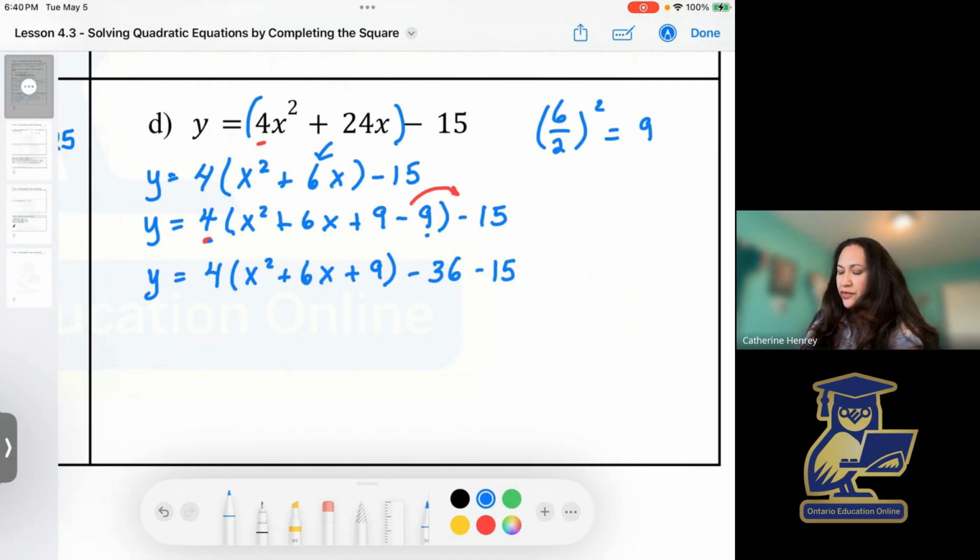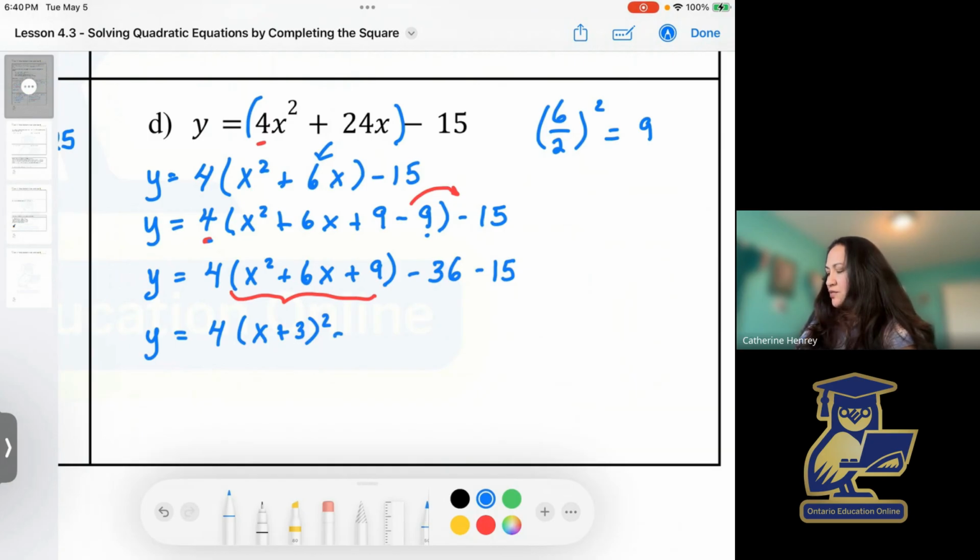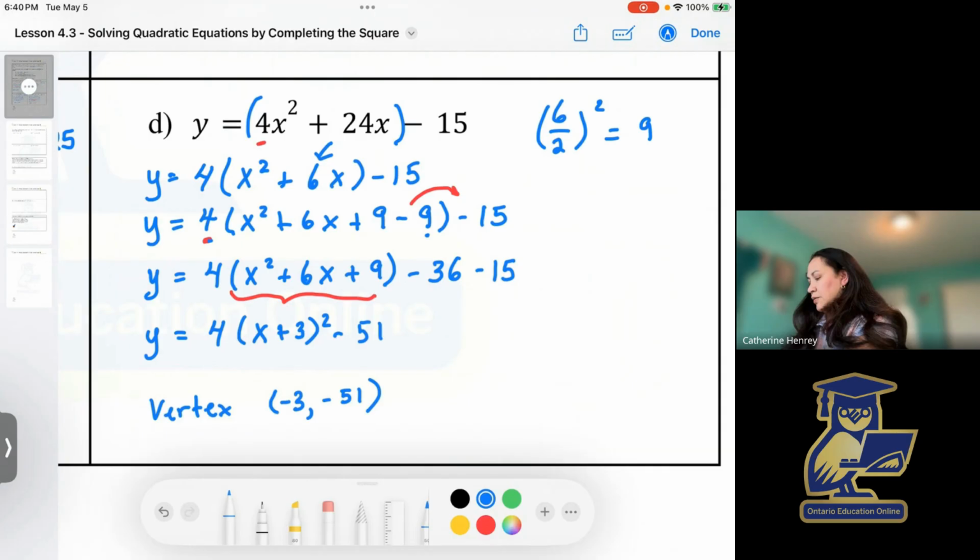We have our perfect square trinomial here. So we'll simplify with y equals 4 times bracket x plus 3 squared, and -36 minus 15 is -51. So my vertex here is -3, -51. All right, let's move on.